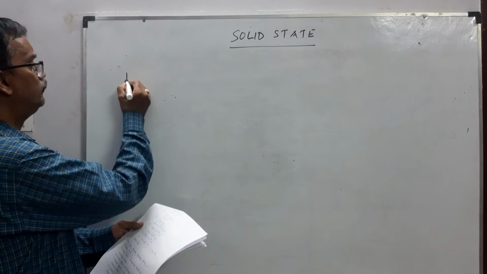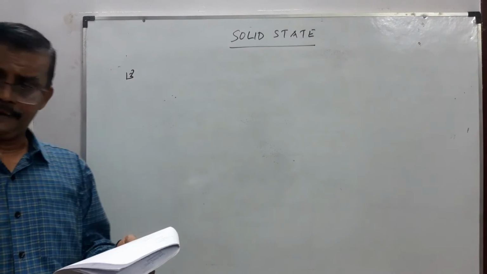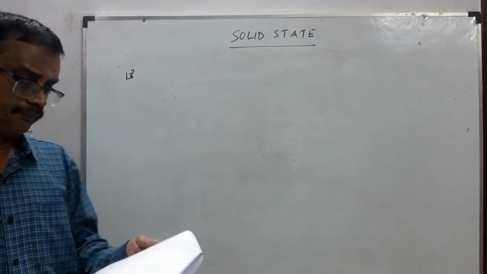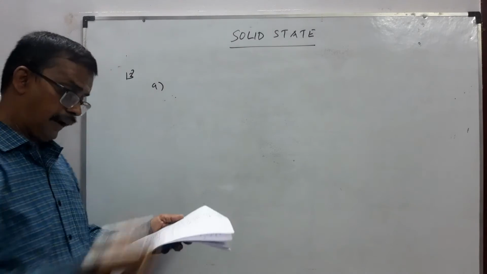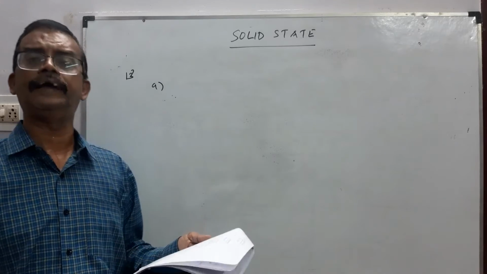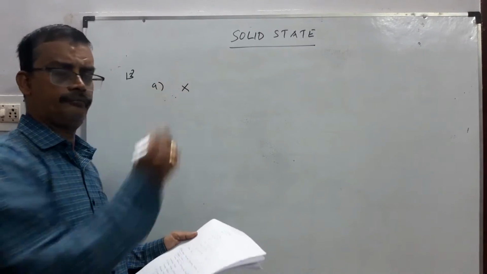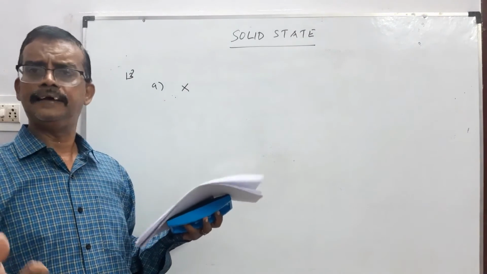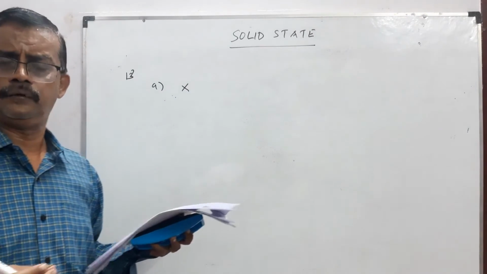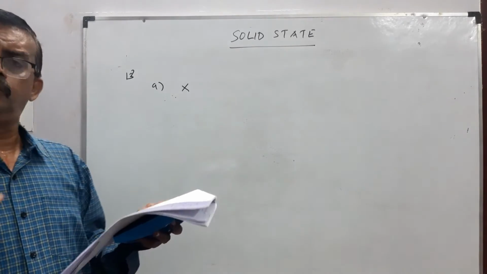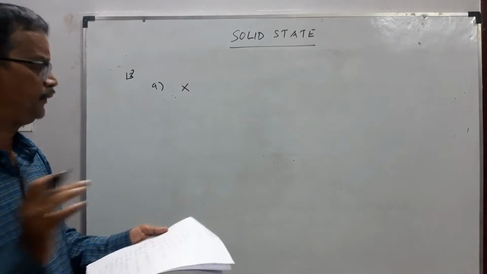13th question. The correct statement regarding different crystalline solids. A. Frenkel effect decreases density of the crystalline solid. Wrong. In Frenkel effect, the ion occupies an interstitial position. So there is no missing of the ion, so density does not decrease.